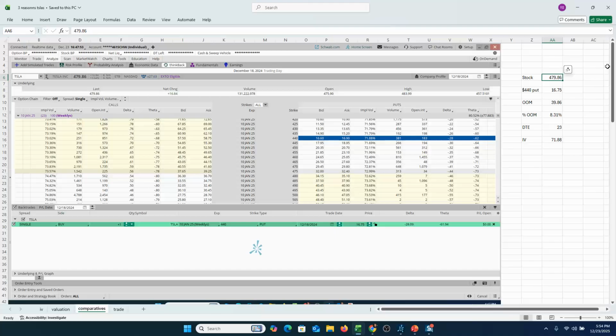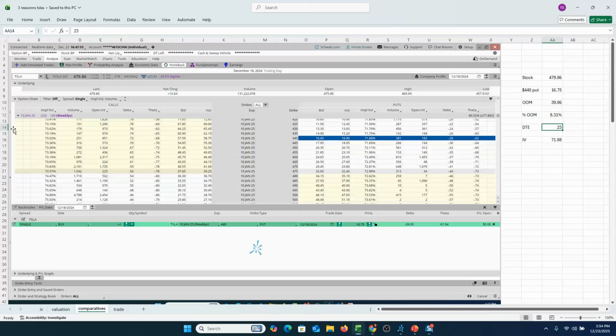So I took the puts from there to compare them to today. Back then I used the 440 put. I'll be using the 450 put to compare it to today. The 440 put closed at 16.75, 16.60 bid offered at 16.90. It was out of the money by almost 40 points, or a little over 8% out of the money.